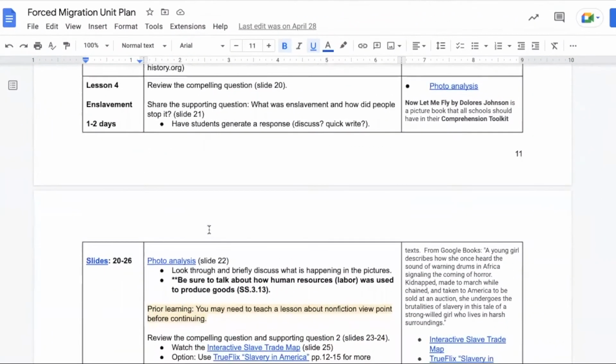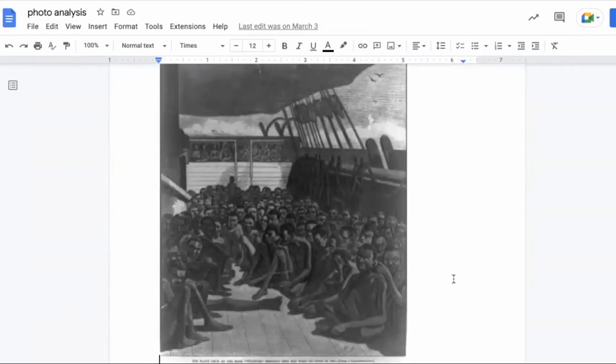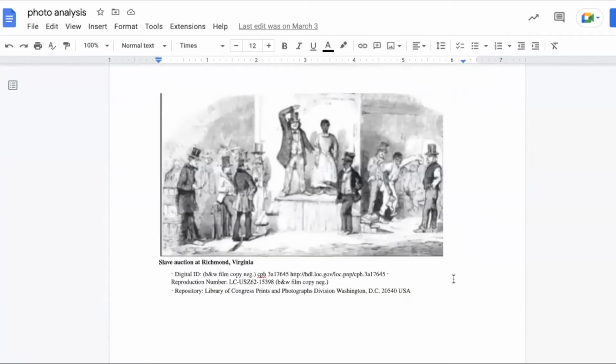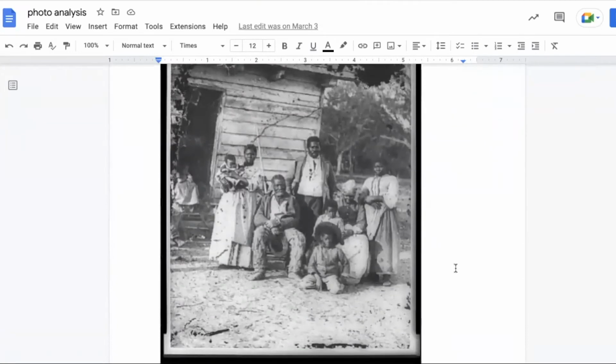Lesson 4, we're talking about enslavement in terms of what it was and how people tried to stop it. There are 3 images that students can explore. This first one is people on what was called a slave ship. So I would just call it a ship where they're being brought across to be sold into enslavement. Then we have a picture of an auction where enslaved people are being sold, or those who were captured on the ship are being sold into enslavement. And then we have a picture of a family on a plantation.